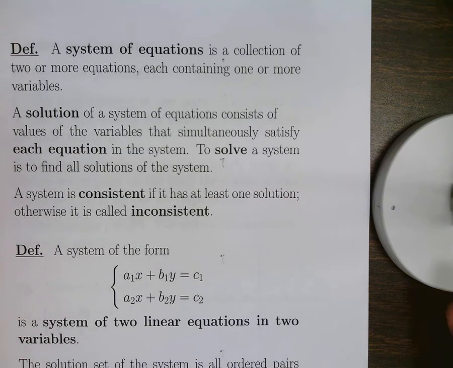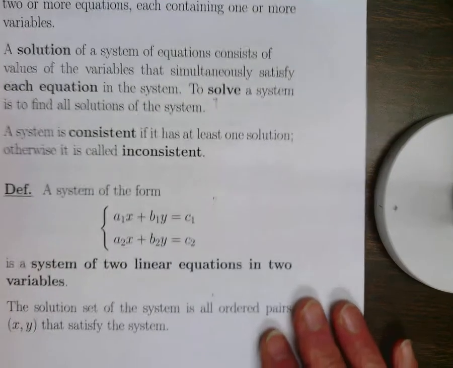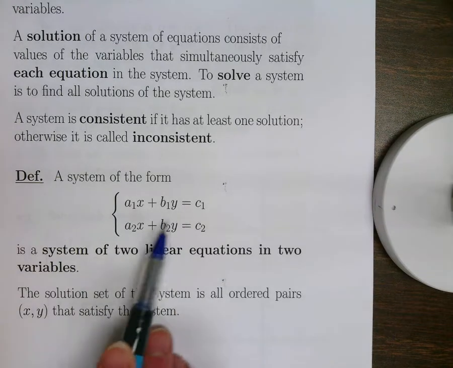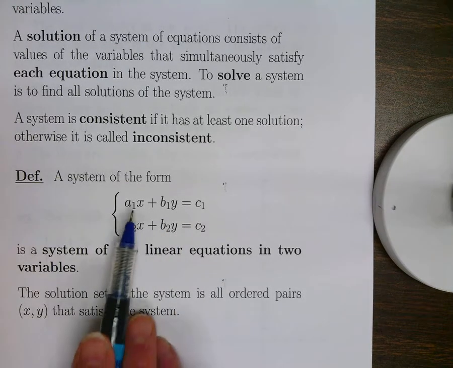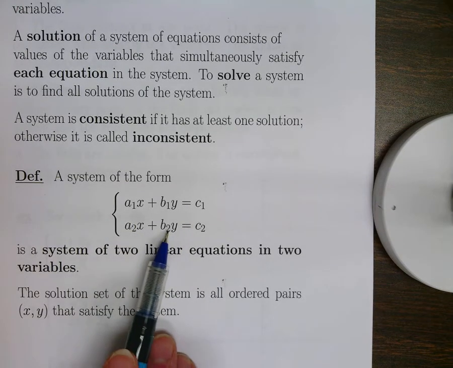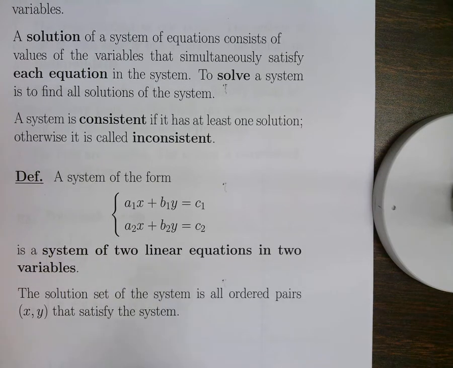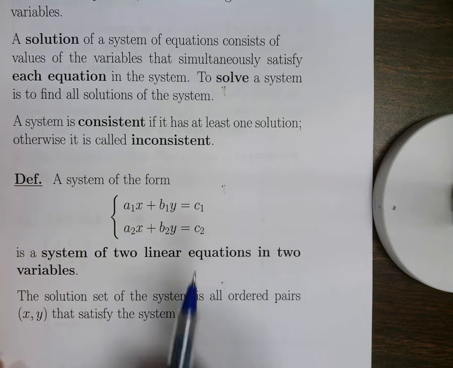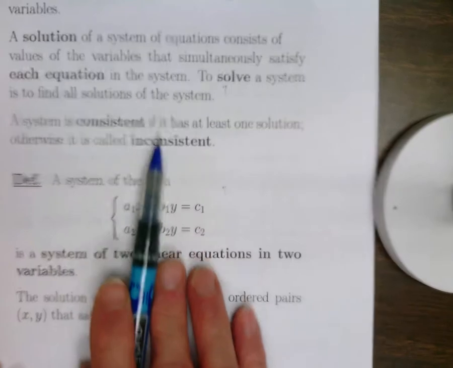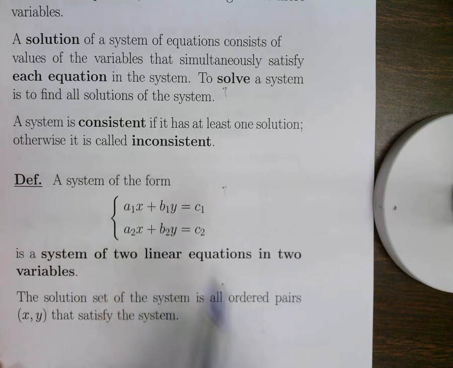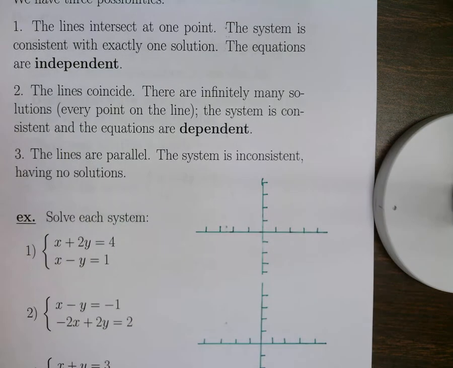A system is linear if you start with two linear equations, which you can see in that first format. These are both linear equations because our variables are raised to the first power only. And then a solution set is the set of all ordered pairs that satisfy that system. Now remember, not every system has to have a solution. If it doesn't have a solution, it's called inconsistent, and we'll see that as we go along.